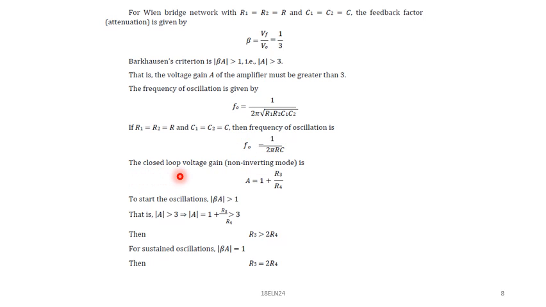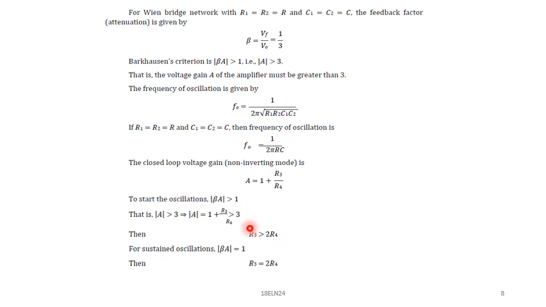Next, the closed loop voltage gain of a non-inverting mode. You know that in an op-amp, for a non-inverting amplifier, the gain is given by 1 plus RF by R1. So here RF I can consider as R3 and R1 is R4. So this will be 1 plus R3 by R4. So this is the gain of a non-inverting amplifier. Now to start the oscillation, the magnitude of beta into A should be greater than 1. That is, magnitude of A should be greater than 3. And I will write magnitude of A is equal to 1 plus R3 by R4 greater than 3.